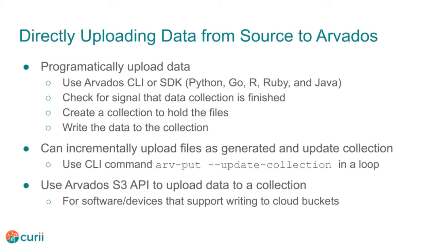The arv-put command keeps a record of which files it has already uploaded to a particular collection. If you run arv-put with the update collection flag, it will determine which files are new or have changed and upload only those files. You can run this command repeatedly to upload files as they are being generated, so that when data generation is finished, most of the data is already in Arvados. For another approach, if your system is capable of writing to an S3 bucket, Arvados provides an S3 compatible API as another means of uploading data to a collection.